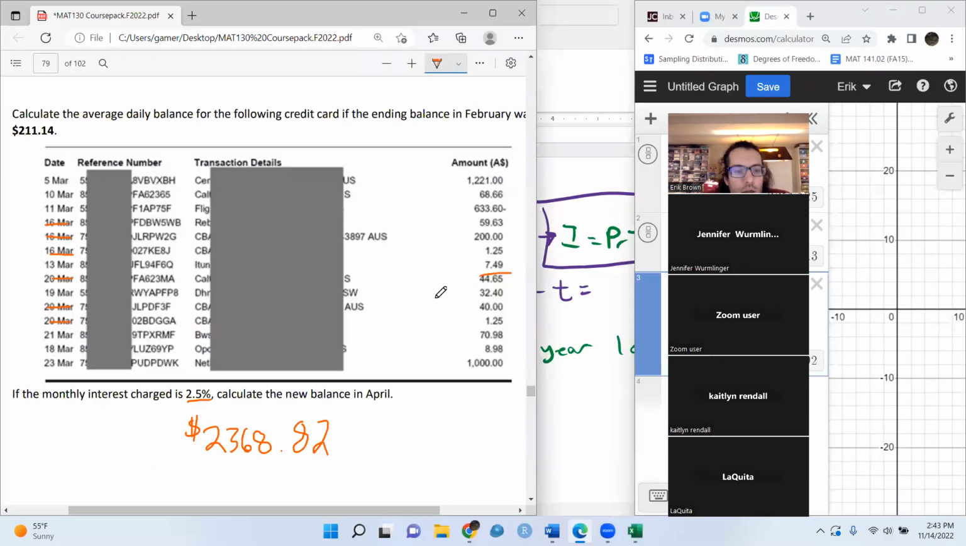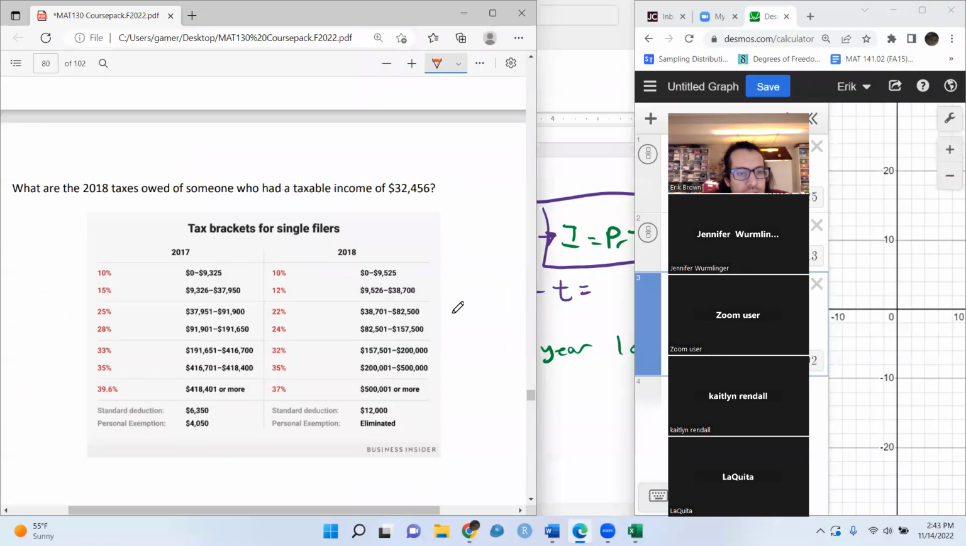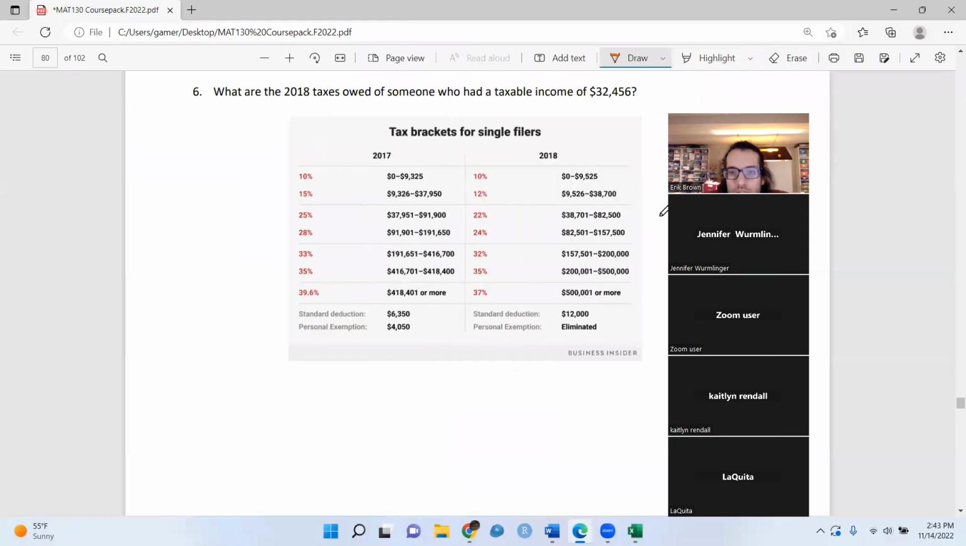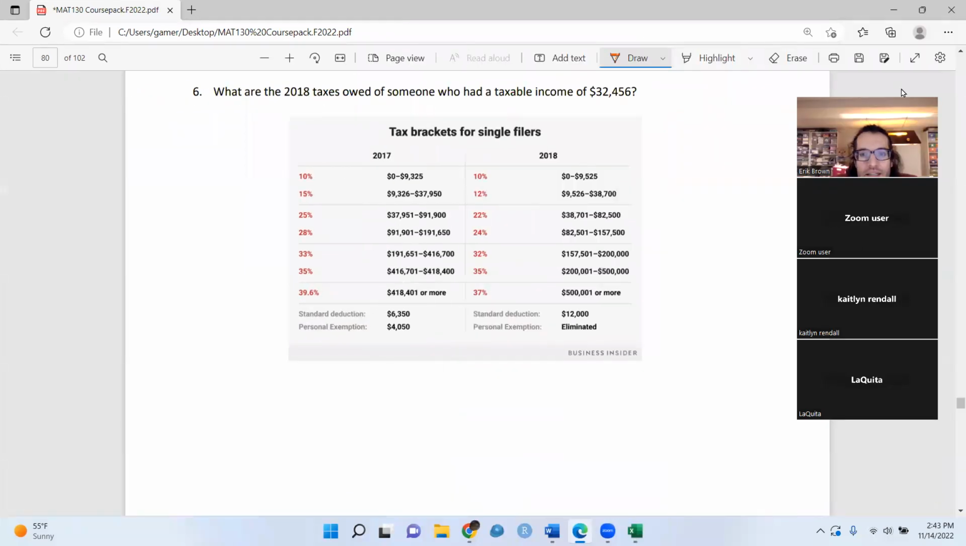Okay, let's see. If there's no further questions, let's look at the 2018 tax bracket. I'm going to give you 5 minutes to calculate the 2018 taxes owed on a taxable income of $32,456. So let's see if you remember how to do that. If you don't, let me know. I mean, we don't have to wait 5 minutes if you have no clue. Set a timer for 5 minutes.